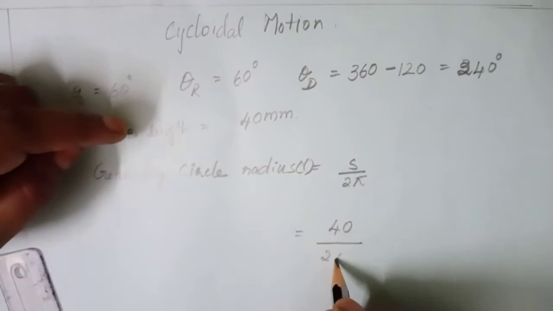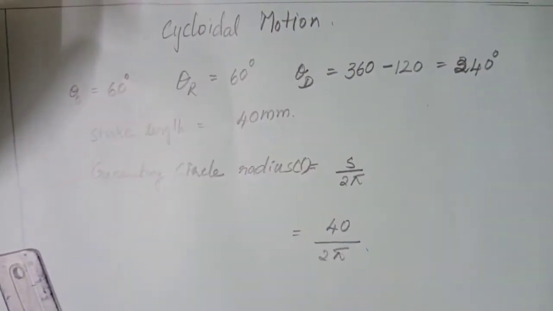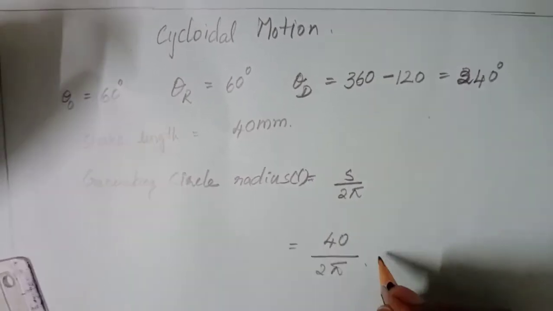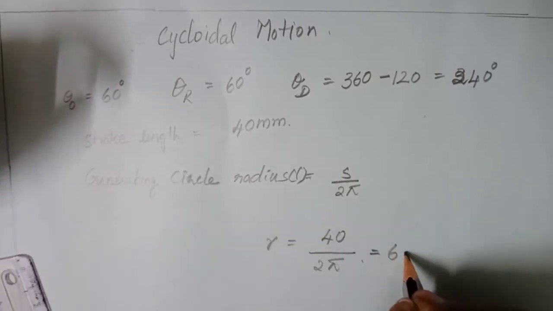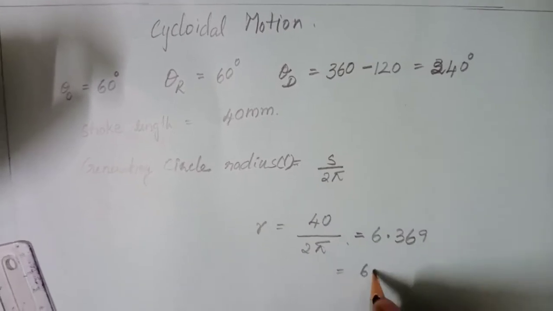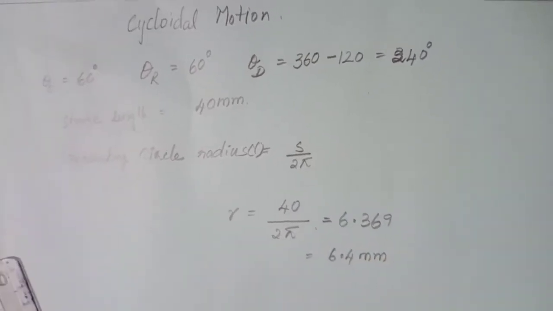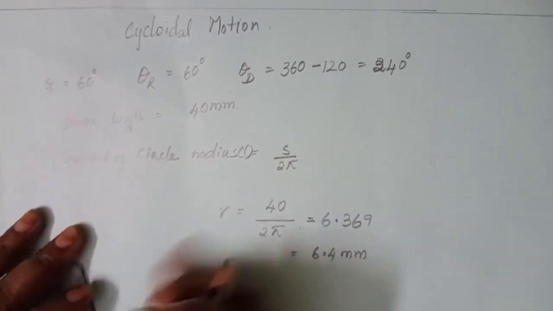So 40 by 2 pi is the value. Just calculate 40 by 2 pi. You will get the radius R equal to 6.369, so you make it approximately 6.4 mm, or approximately 6.5 mm. Now, how can you draw the displacement diagram?